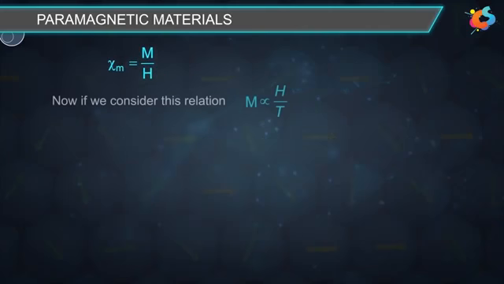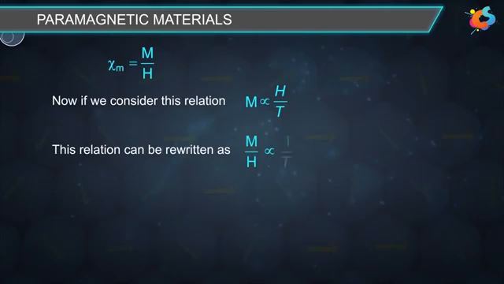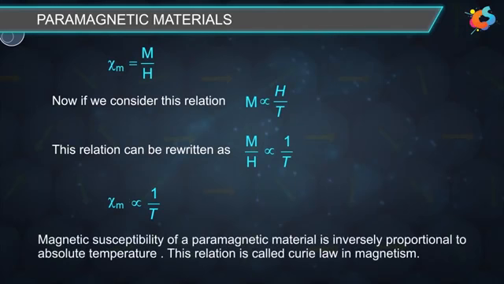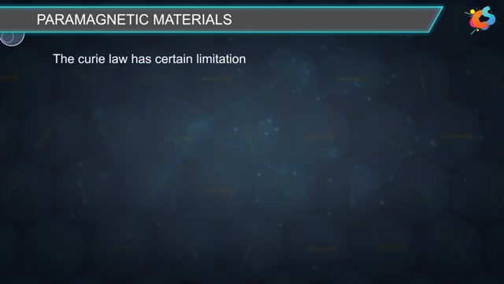Now, if we consider the relation M is proportional to H by T, it can be rewritten as M by H is proportional to 1 by T. Now let us replace M by H with magnetic susceptibility. From this relation, we can say that the magnetic susceptibility of a paramagnetic material is inversely proportional to absolute temperature. This relation is called Curie law in magnetism. The Curie law has certain limitations. Let us discuss them.